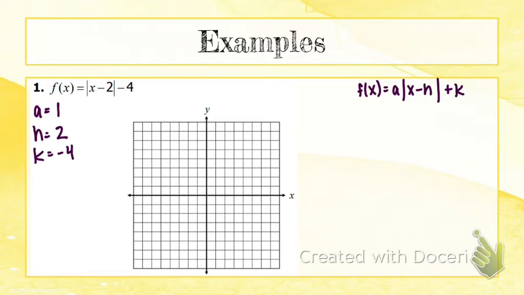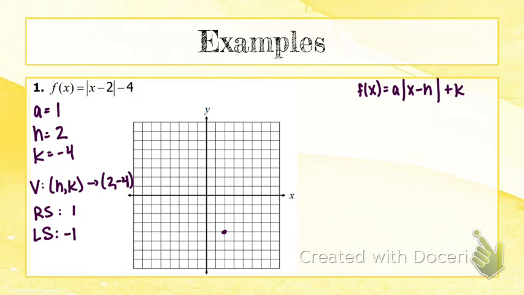All right, so our vertex, we learned just now, is h comma k. So our vertex in this function is 2 comma negative 4. So we're going to go right 2 and down 4, and that's our vertex. Now, the slope of the right side is a, so it's 1. And then the slope of the left side is negative a, so negative 1.